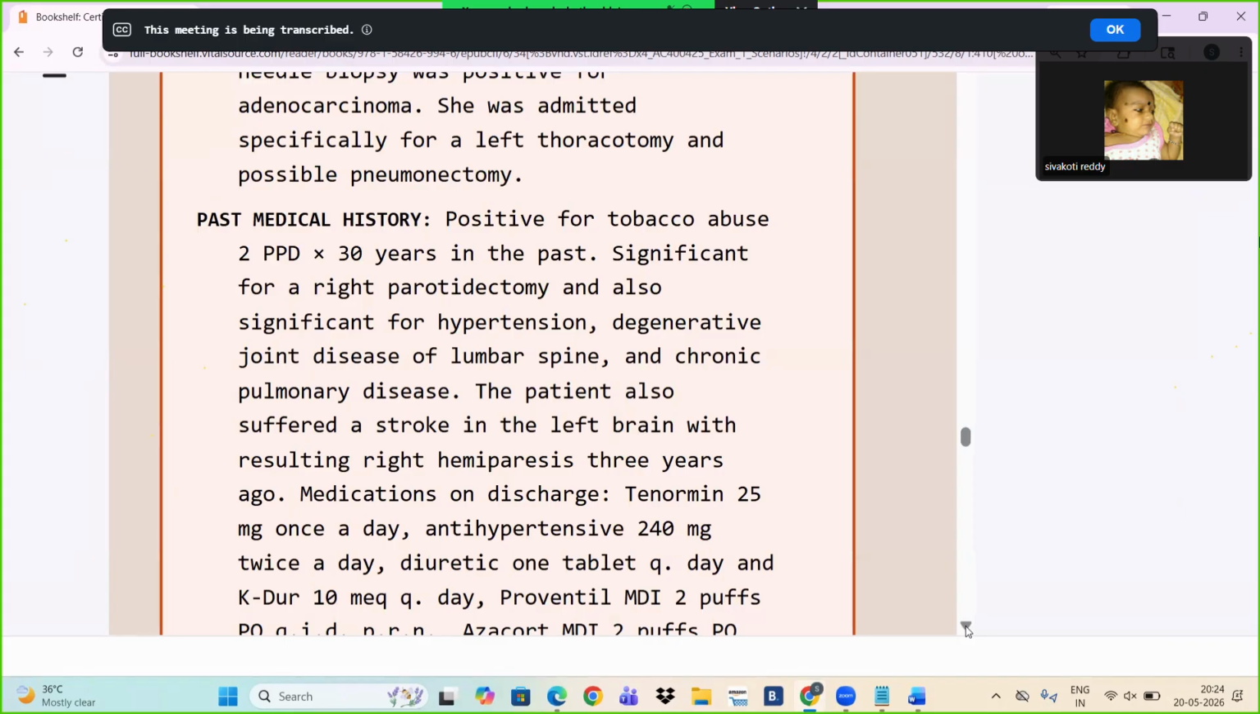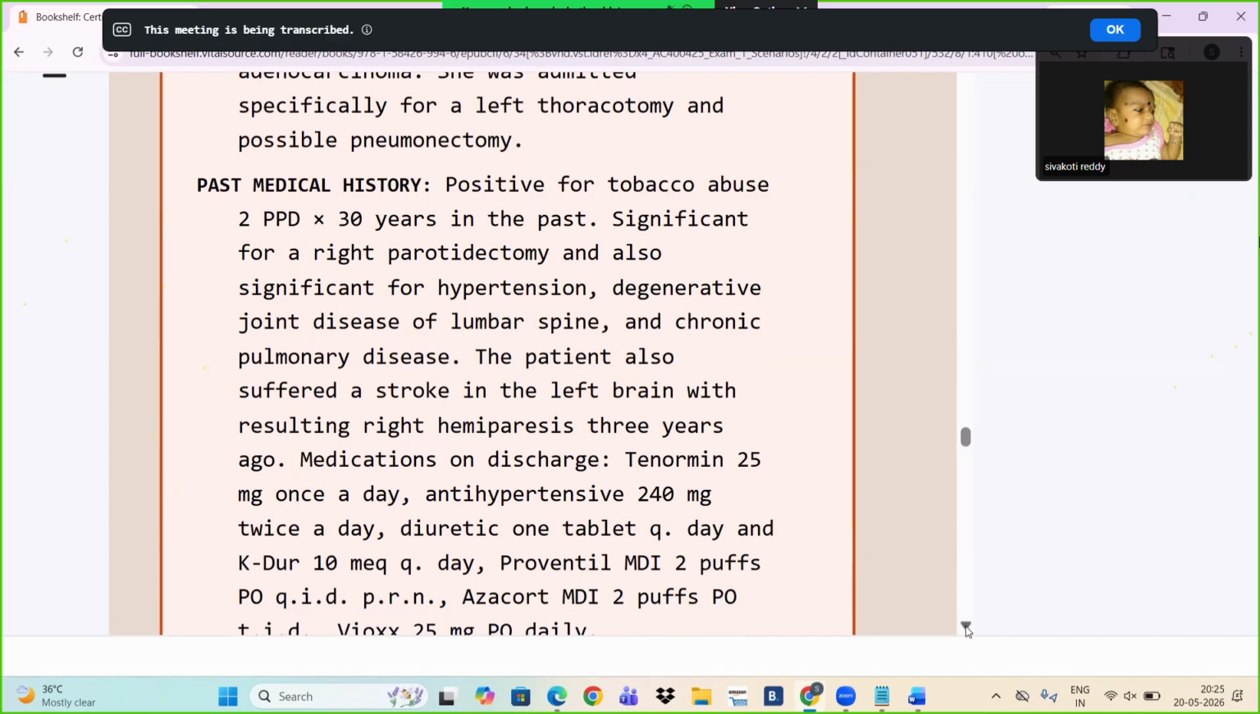So now you can go through the history and identify the diagnosis. What do you find? Hypertension. Positive for tobacco abuse, 2 packs per day, 30 years in the past. History of smoking, correct? Hypertension, degenerative joint disease of lumbar spine, chronic pulmonary disease. The patient also suffered a stroke in the left brain with resulting hemiparesis 3 years ago. Hemiparesis also 3 years ago. These all are the diagnoses.